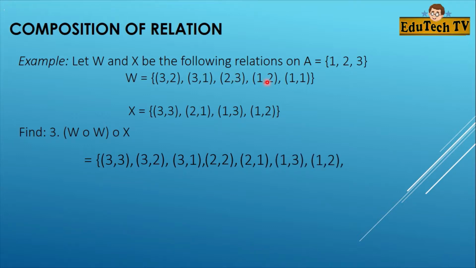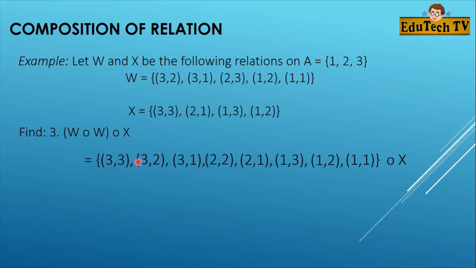Next, we have also 1, 1 and 1, 2. So that's why we have 1, 2. So yan. Next, we have also 1, 1. Why? Because 1, 1 is the same with 1, 1. So sa sarili niya. Okay, so we have 1, 1 here. And then, composed of X. So, kunin natin yun.